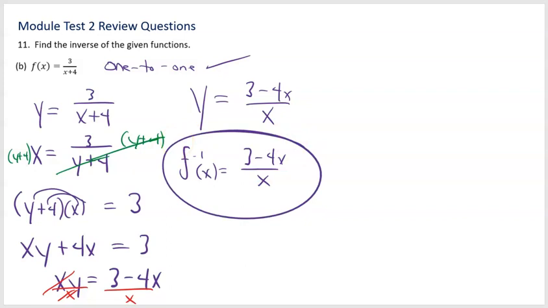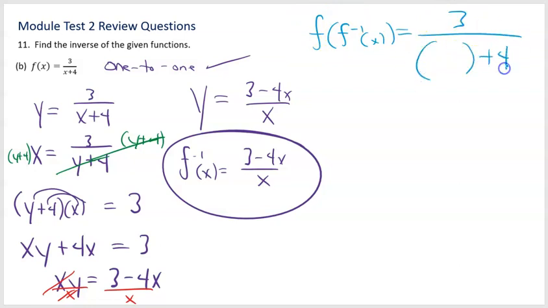So when you check it, remember you take your answer and plug it into the original function. So if I calculate f composite f inverse of x, that's going to be equal, I write the outside function down first, that's 3 over parentheses plus 4, and my inside function is going to be my inverse, which is 3 minus 4x over x. Now I have a lot of work to do to simplify this. Okay, so I keep going.